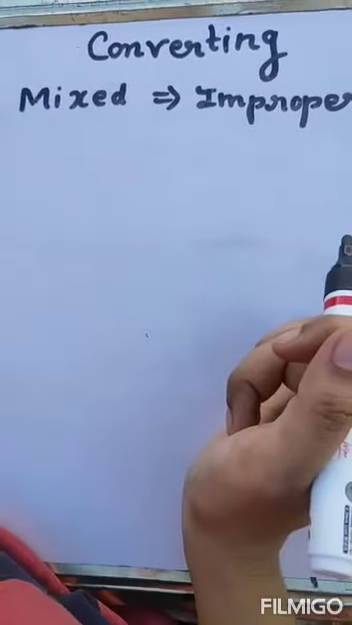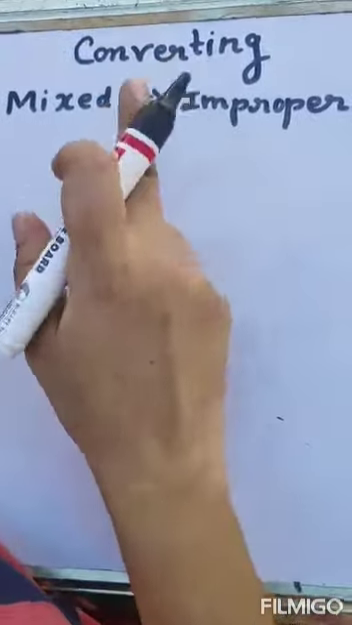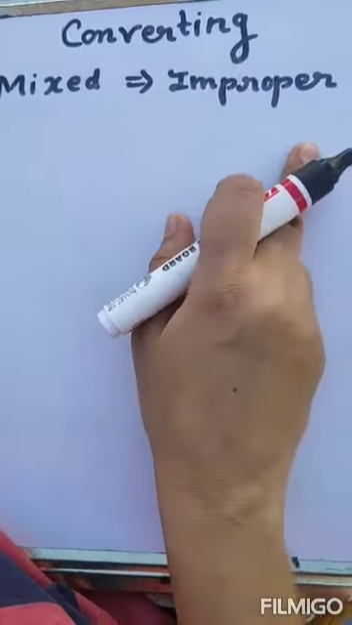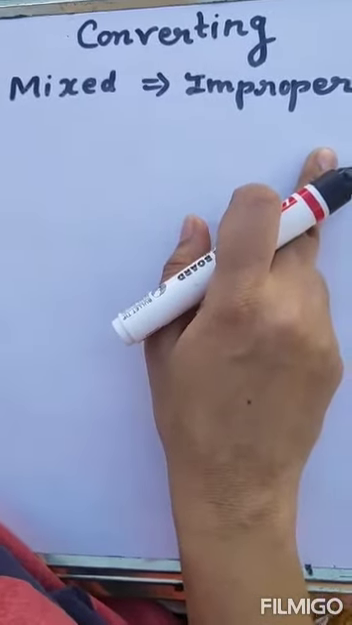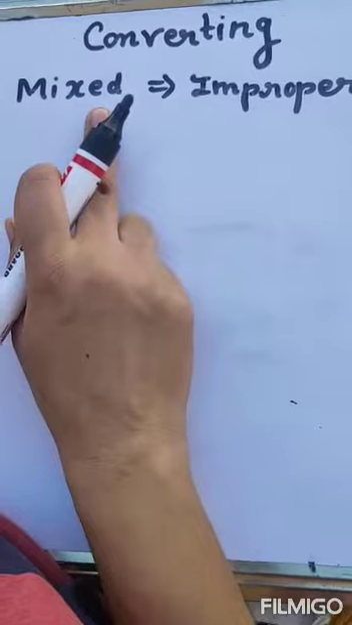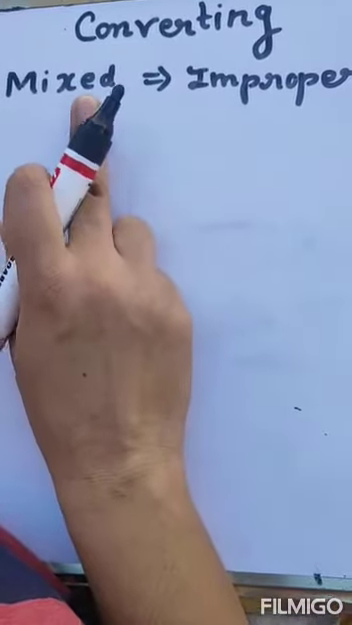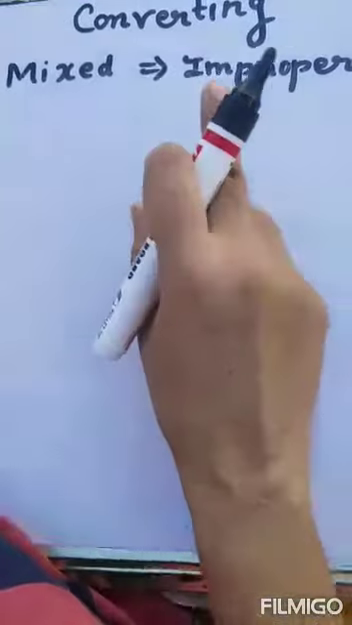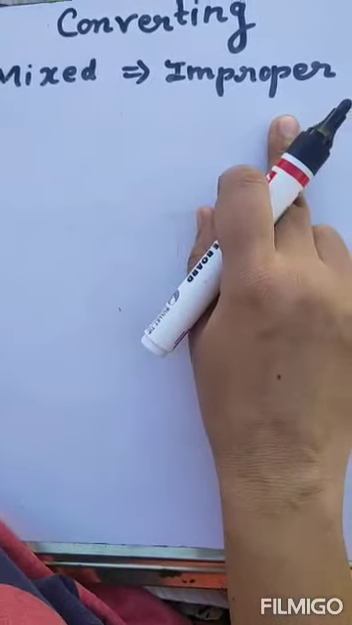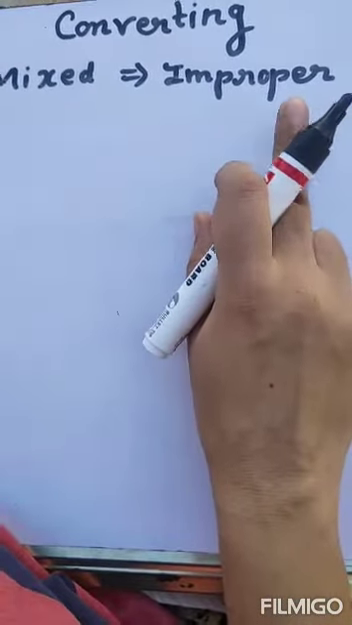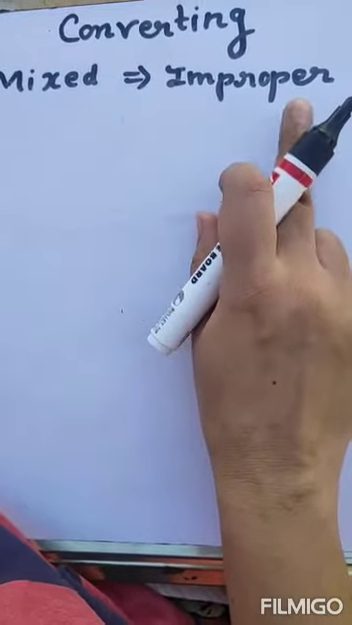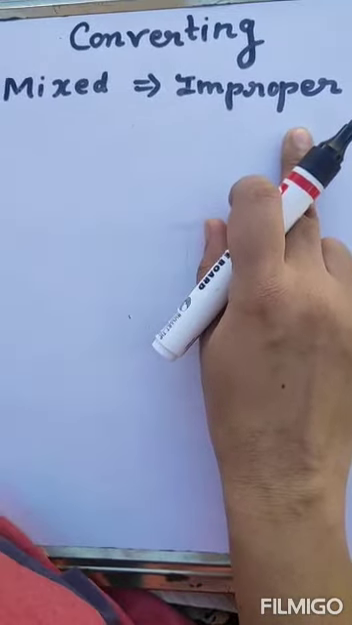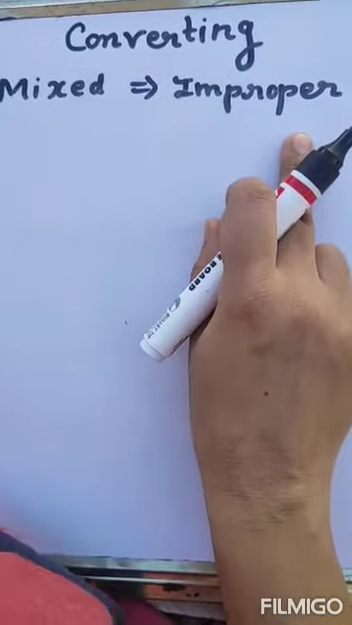Good morning, students. Today we will be seeing how to convert a mixed fraction into an improper fraction. What is called a mixed fraction? A fraction which is a combination of a whole and a proper fraction. What is called an improper fraction? A fraction whose numerator is greater than the denominator is called an improper fraction.